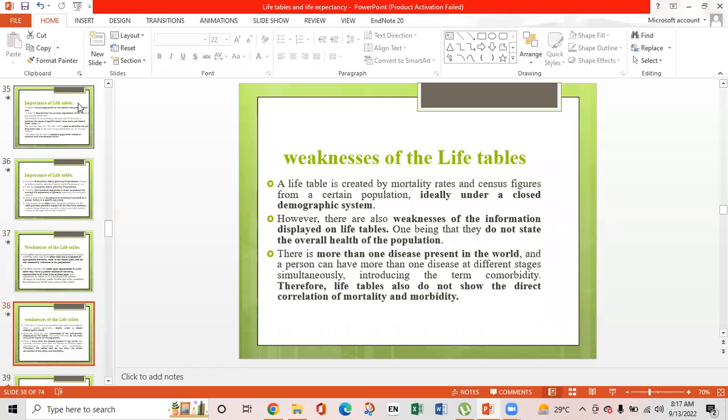A life table is created by mortality rates and census figures from a certain population, ideally under a closed demographic system. However, there is also weakness of the information displayed on the life table. One being that they do not state the overall health of the population. There is more than one disease present in the world, and a person can have more than one disease at different stages simultaneously, introducing the term comorbidity. Therefore, life tables also do not show the direct correlation of mortality and morbidity.